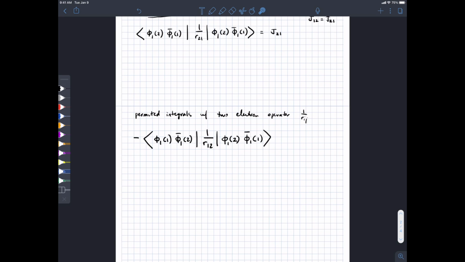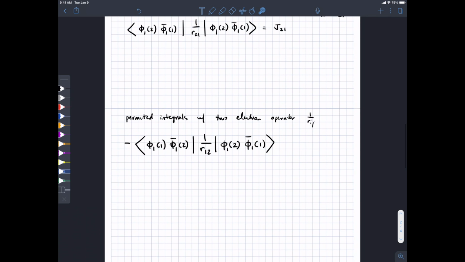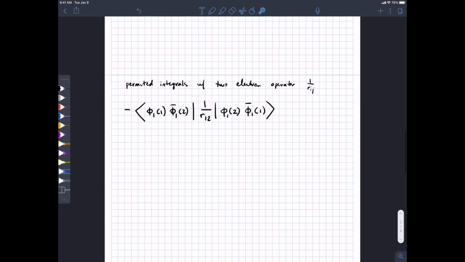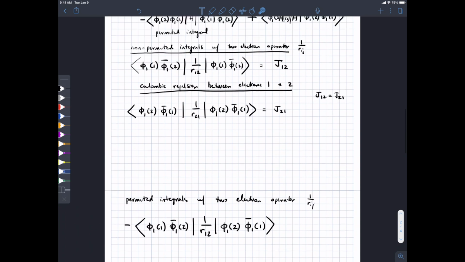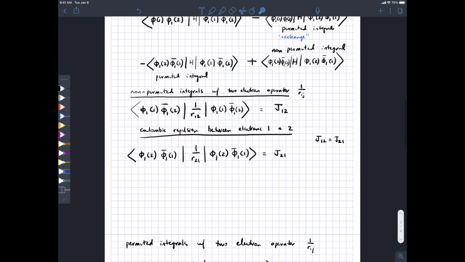And the answer is difficult to say, but it comes from the fact that the Slater determinant generates these permuted terms where electron positions are interchanged. So this is an exchange integral. Now we can write out the other one just for completeness.